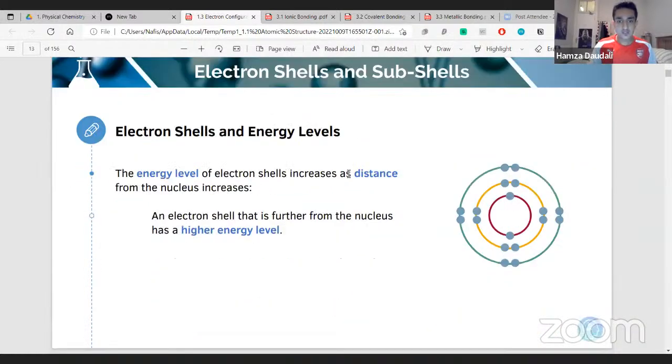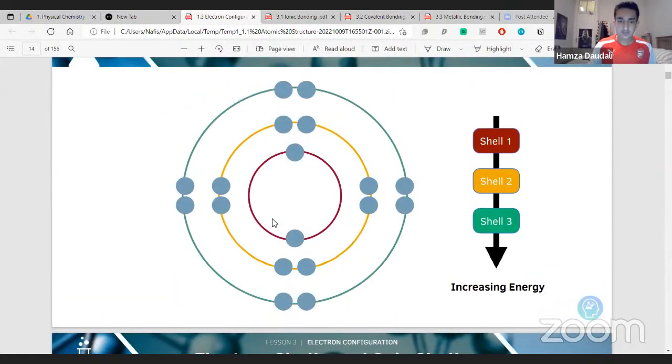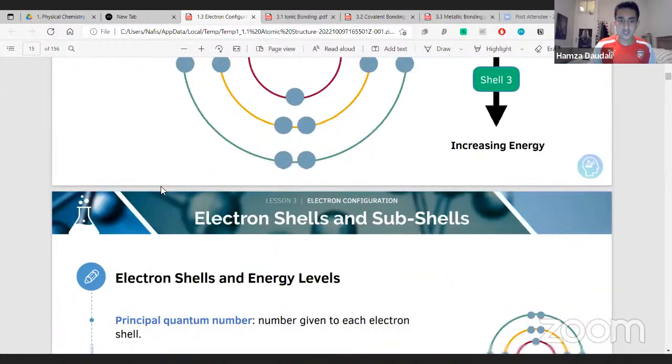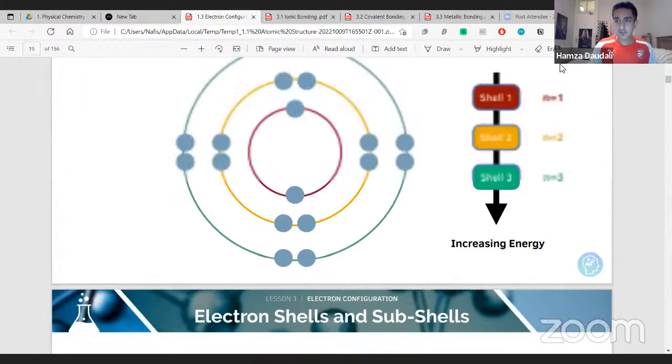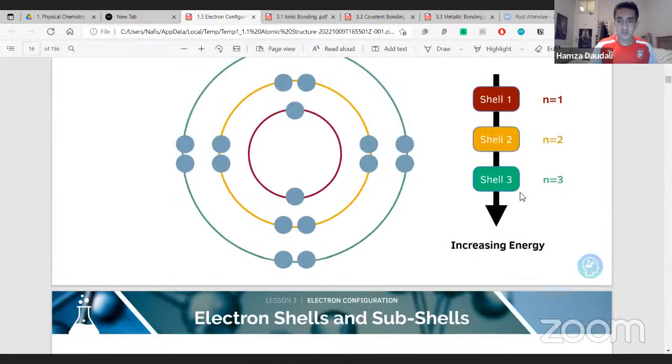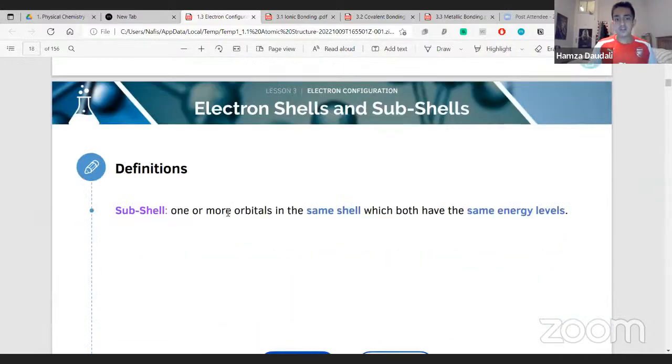The energy level of electron shells increases as distance from the nucleus increases. An electron shell that is further from the nucleus has a higher energy level. That kind of makes sense. So the electrons at different points are at higher energy. The principal quantum number is defined as the number given to each electron shell. So n=1, shell 1, shell 2, shell 3. The principal quantum number is the shell number itself. A subshell is an orbital within a shell which has the same energy level. So they're different orbitals within a shell that share the same energy level.